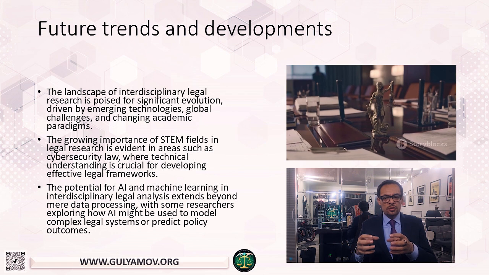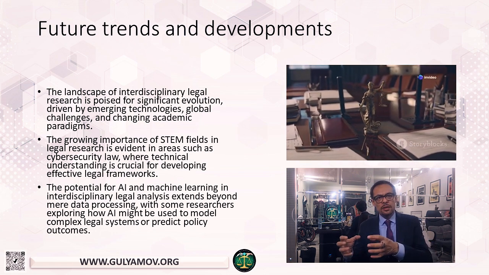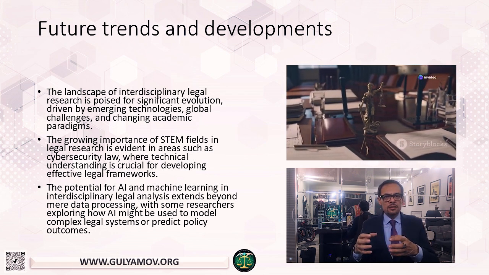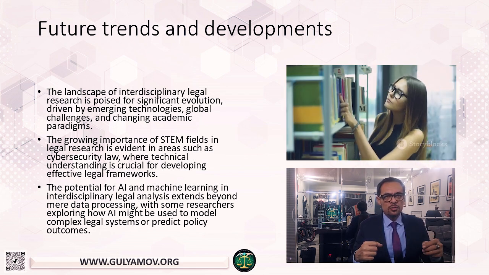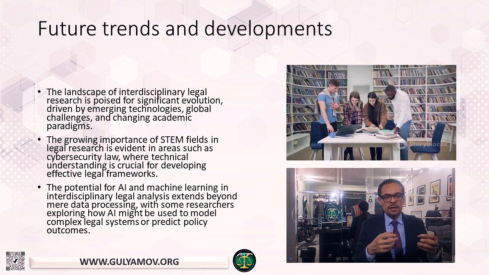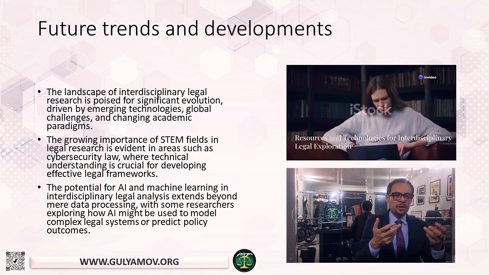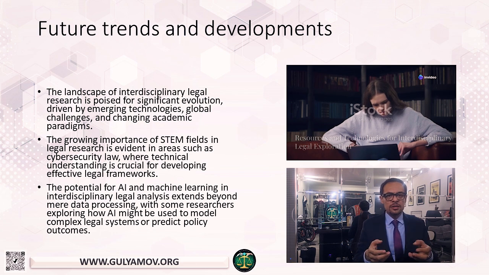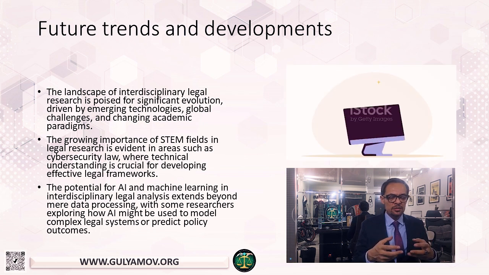Future trends and developments. The landscape of interdisciplinary legal research is poised for significant evolution, driven by emerging technologies, global challenges, and changing academic paradigms. The integration of data science and artificial intelligence with legal research represents a frontier with immense potential. Machine learning algorithms are being developed to analyze vast corpora of legal texts, potentially uncovering patterns and insights that would be impossible to discern through traditional legal analysis alone.